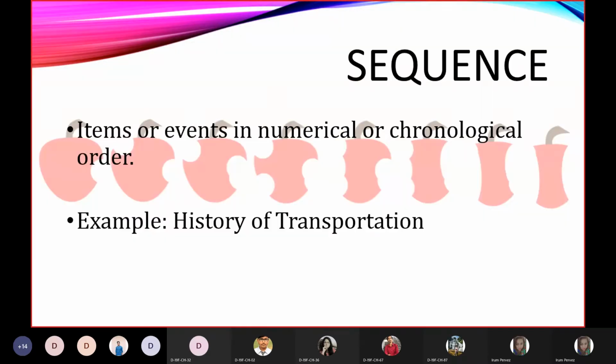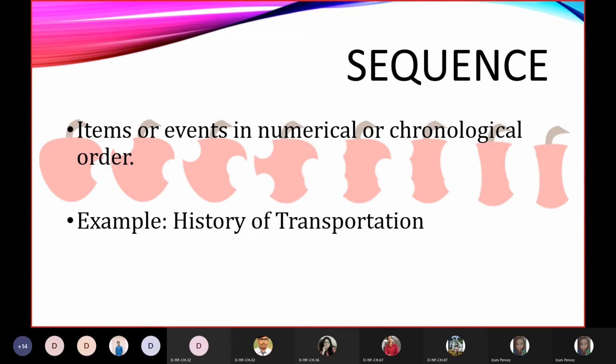All right. Then the next we have sequence. You can either explain the things by describing them or telling them in a sequence. For example, this says that items or events in numerical or chronological order. Numerical means 1, 2, 3, 4, 5. Chronological means in the order they have happened, right?